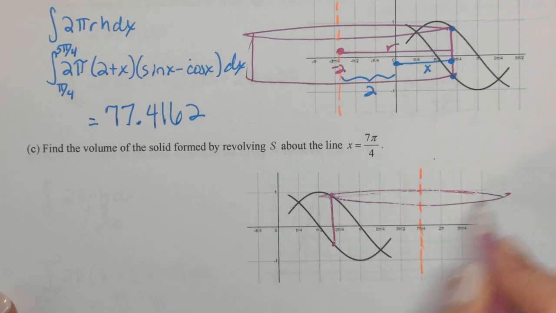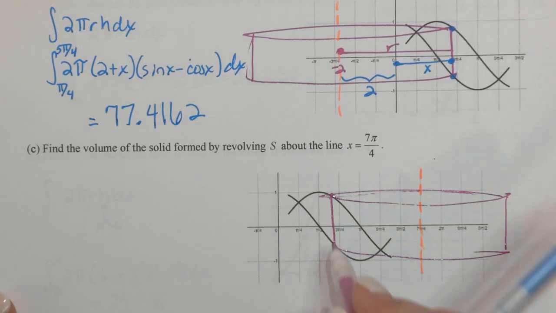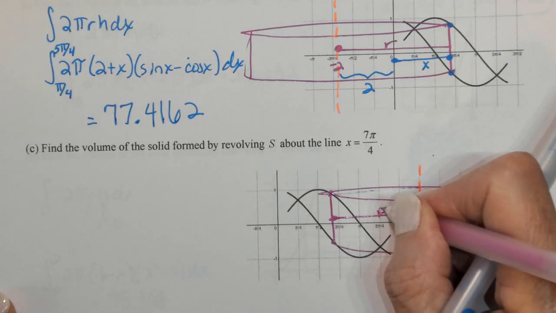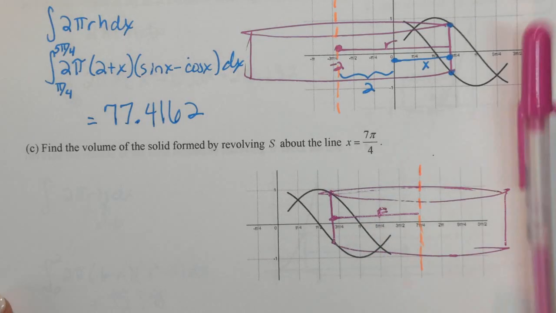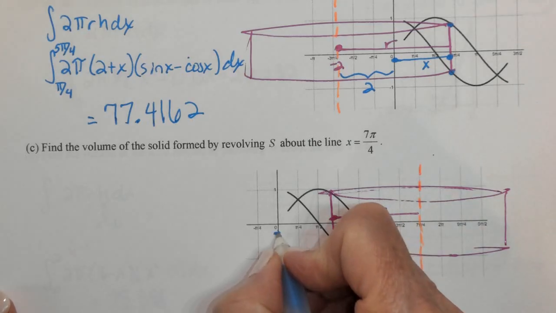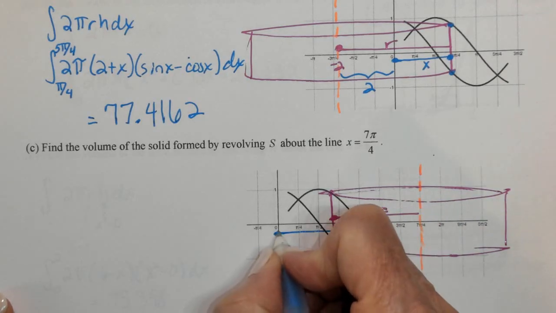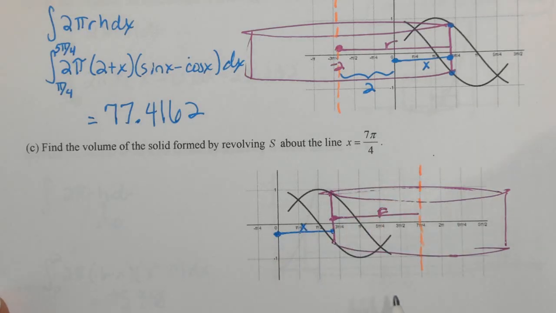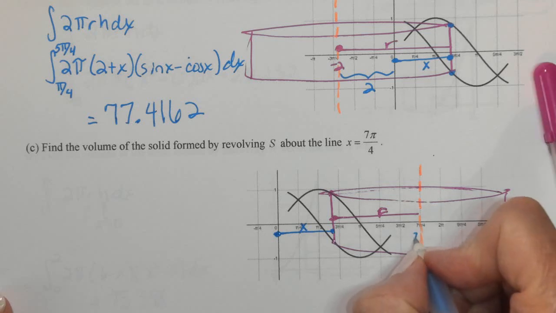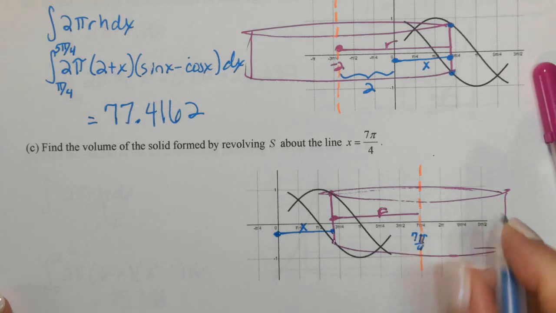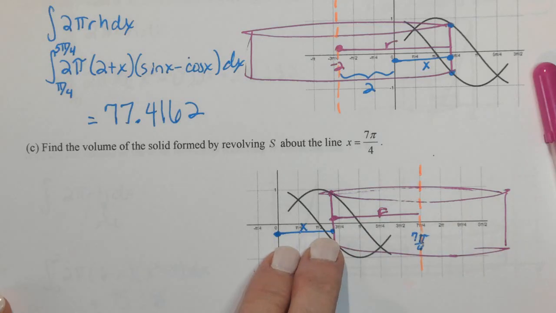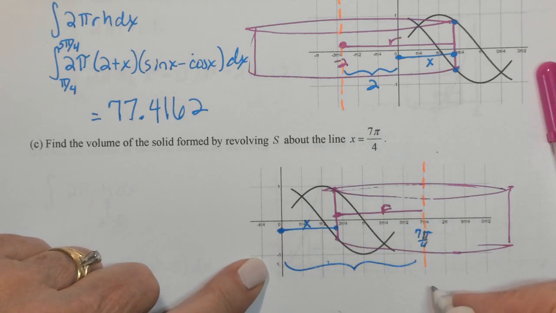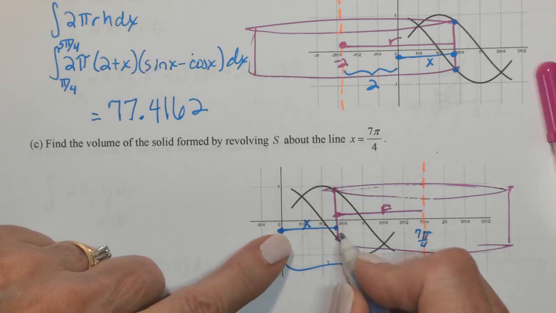I'm going to draw my slice anywhere in your region, just so you can see the top minus the bottom. Revolve that around so that we can see the radius. There's the radius of our cylinder. Say what x is. X is from the y-axis to your slice. So what is r? This is 7 pi over 4. That's r. That's x. From here to here is 7 pi over 4, right? So r is 7 pi over 4 minus x.